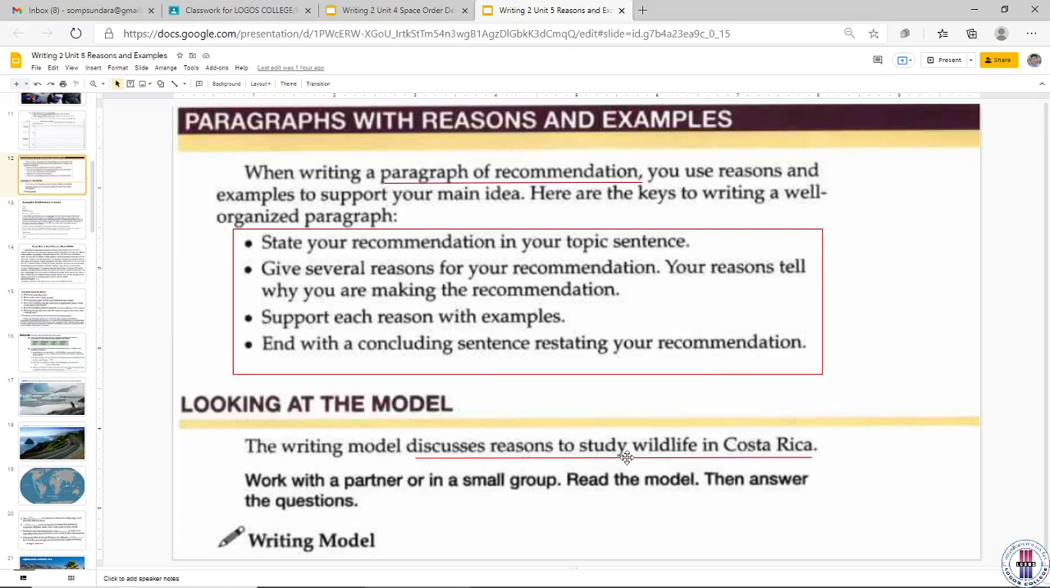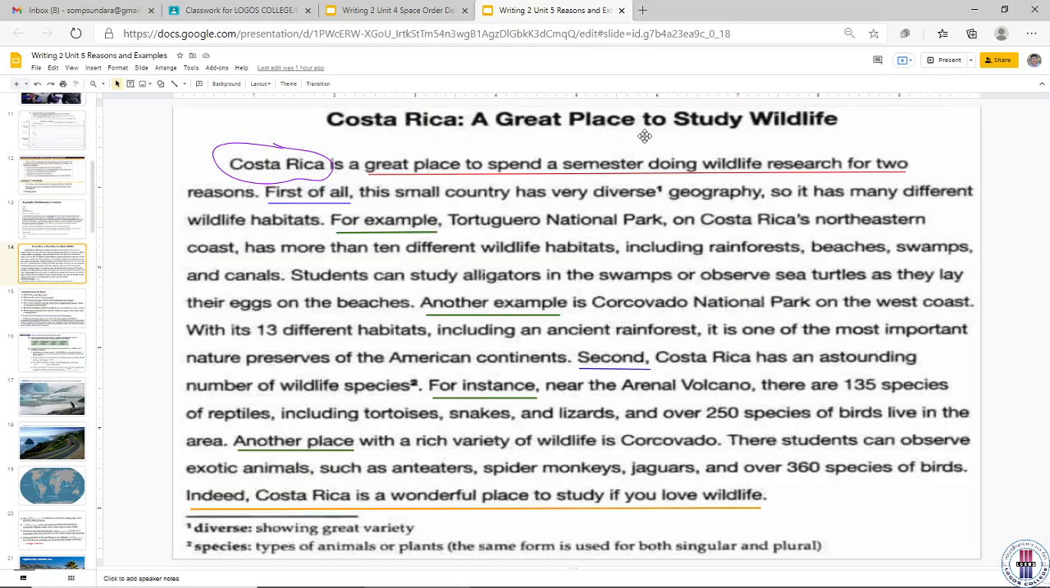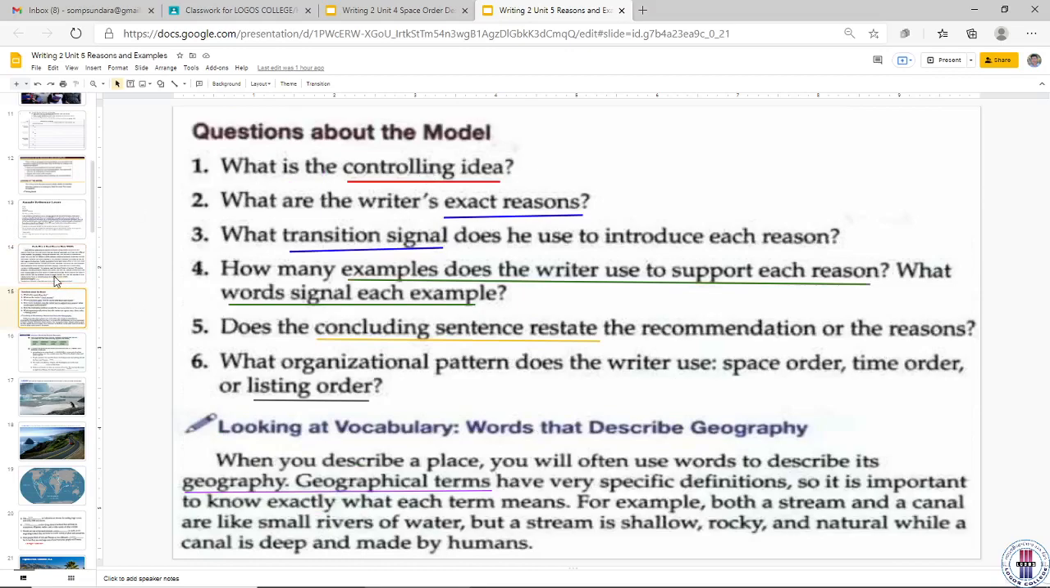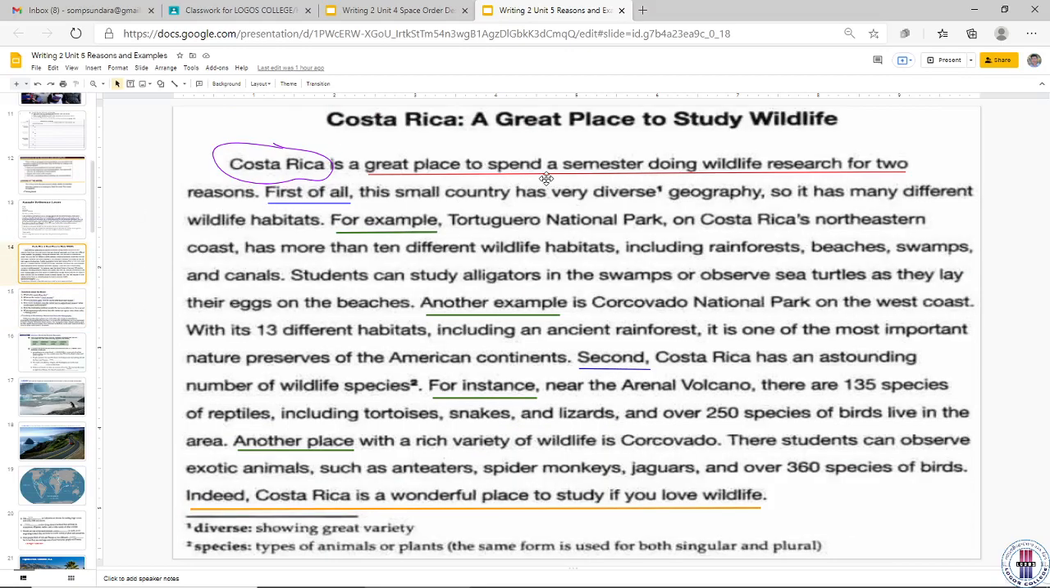Let's take a look at the reading model. They want to discuss reasons to study wildlife in Costa Rica. The title is Costa Rica, a Great Place to Study Wildlife. First sentence: Costa Rica is a great place to spend a semester doing wildlife research for 2 reasons. So this is your topic sentence. Your topic is Costa Rica. What is your controlling idea? It's a great place to spend a semester doing wildlife research for 2 reasons.